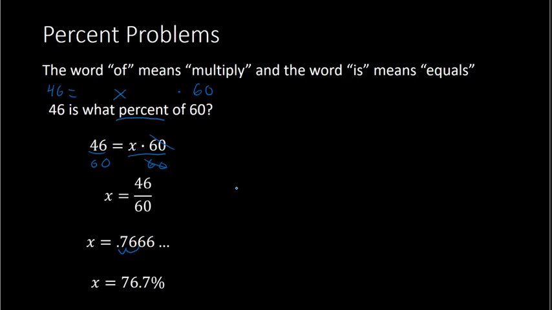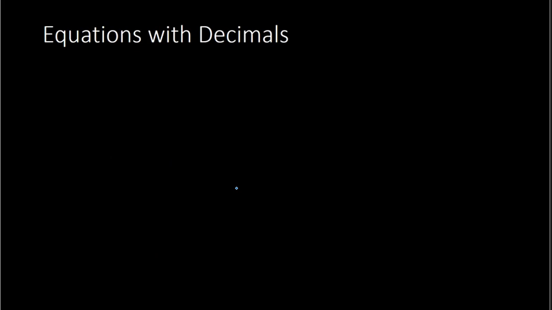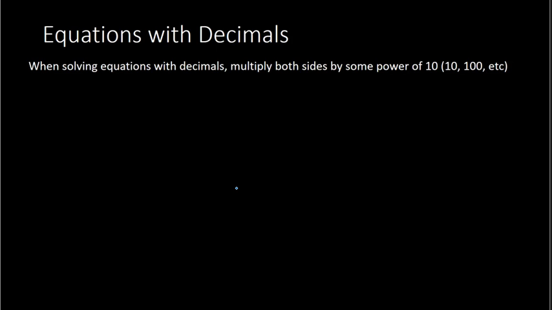Now with these different equations, many times we might get decimals in there. So it is important to know how to use some shortcuts when working with equations with decimals. What I can do is get rid of the decimal by multiplying both sides by some power of 10. So like 10, 100, 1000, etc.